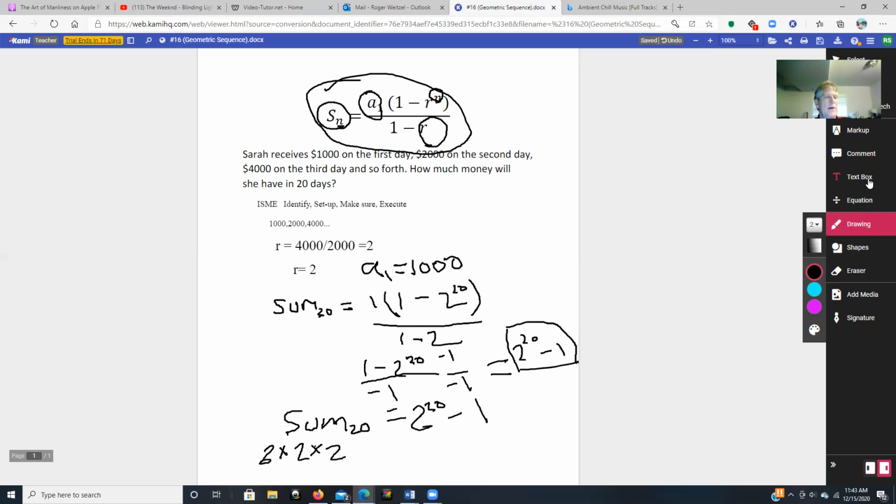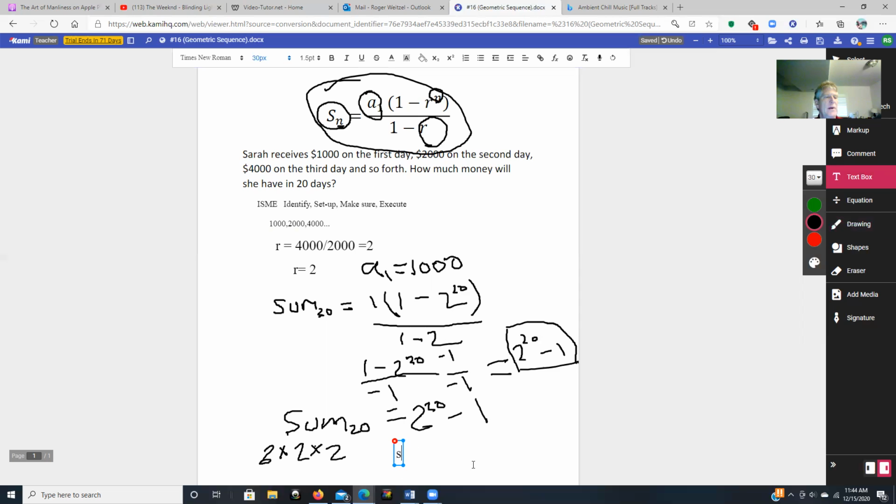I'm going to switch over here to the text box now. So the sum is going to be equal to, and I came up with, 2 to the 20th power is going to be 1,048,576. And you can see now that Sarah is going to be a millionaire in just 20 days.